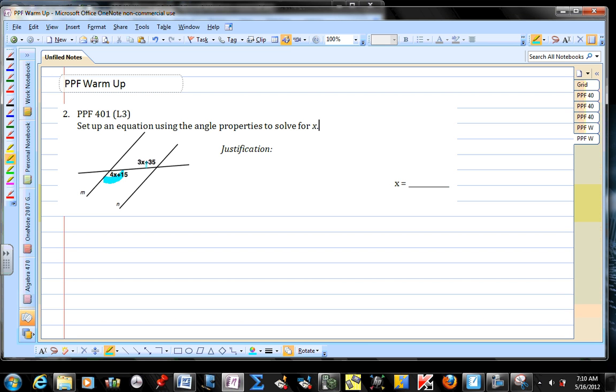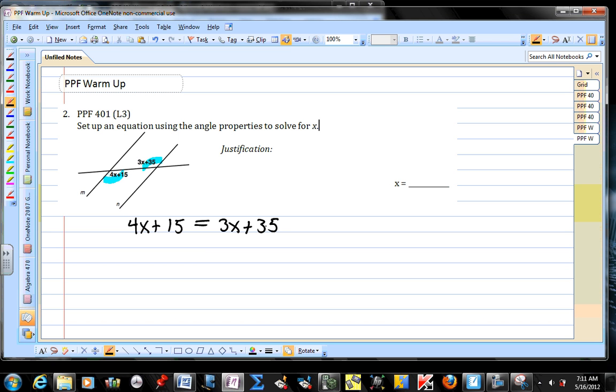What do we notice about these two angles that are labeled? Well, they're alternate interior angles. That means that these angles are going to be congruent. So we can say that 4x plus 15, whatever that is going to be equal to 3x plus 35, whatever that is. Now, alternate interior angles are congruent. Congruent means the same. So these angles are going to be equal to each other.